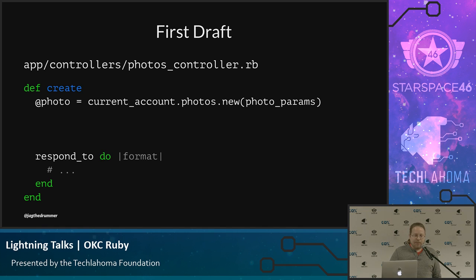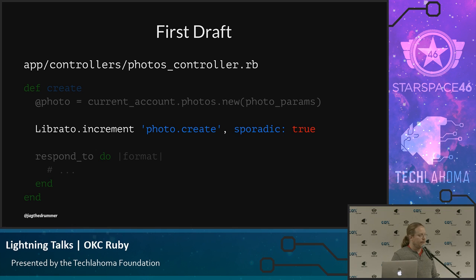So if you wanted to capture some data with Librato, you might start with an action in your controller where these photos are getting uploaded. And before you make any changes, it's going to look something like this. You're going to create a photo, and then you're going to respond. And so your first draft might be, well, let's just jam in a line that tells Librato to increment a counter so that we can keep track of that.